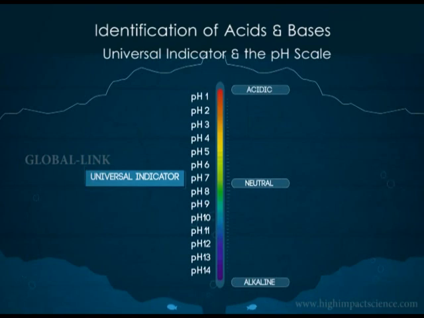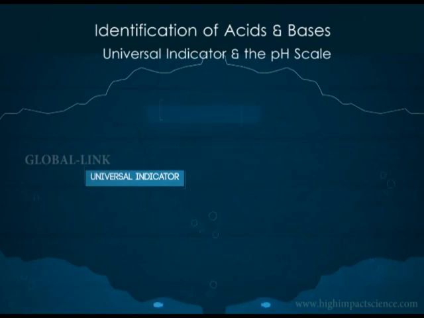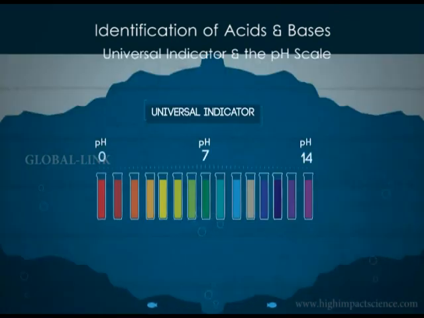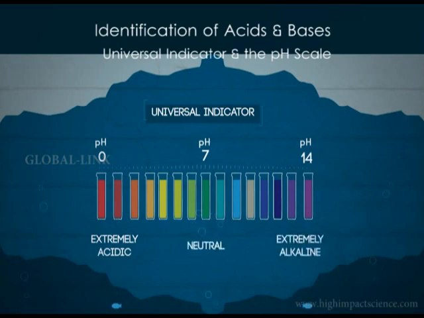A universal indicator is a mixture of different indicators or dyes which has very many different color changes, and thus it shows us the pH value of a particular solution. Again, it can be used as a liquid or a paper. The pH runs from 0 to 14, with 0 being extremely acidic, 7 being neutral, and 14 being extremely alkaline.